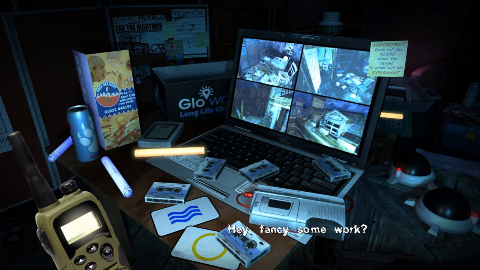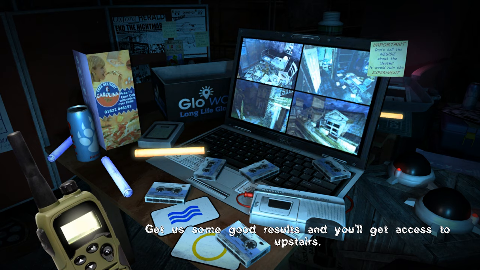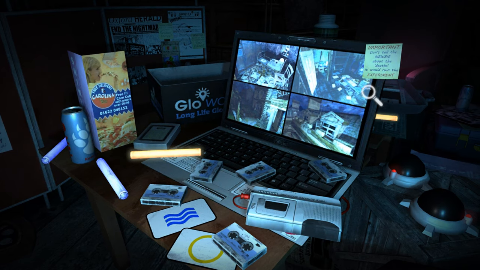Hey, fancy some work? This is the hub screen. You've got access to all the cameras. Get us some good results, and you'll get access to upstairs. Important, don't tell the newbie about the deaths. It would ruin the experiment.